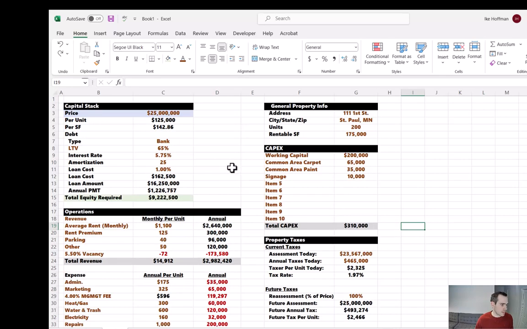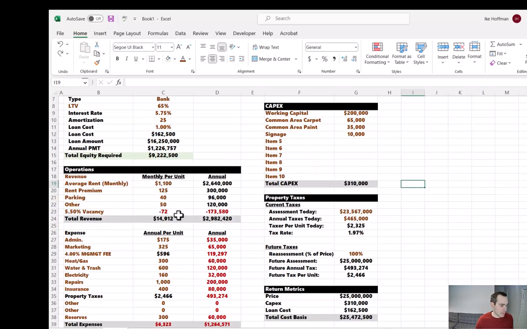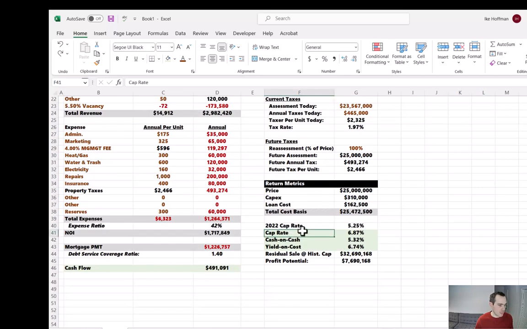With that, the model's complete. The brown text cells are your playground. You can adjust your purchase price, your financing assumptions, your operating assumptions, your CapEx requirements, and see how it would affect your investment metrics. And that concludes the tutorial.